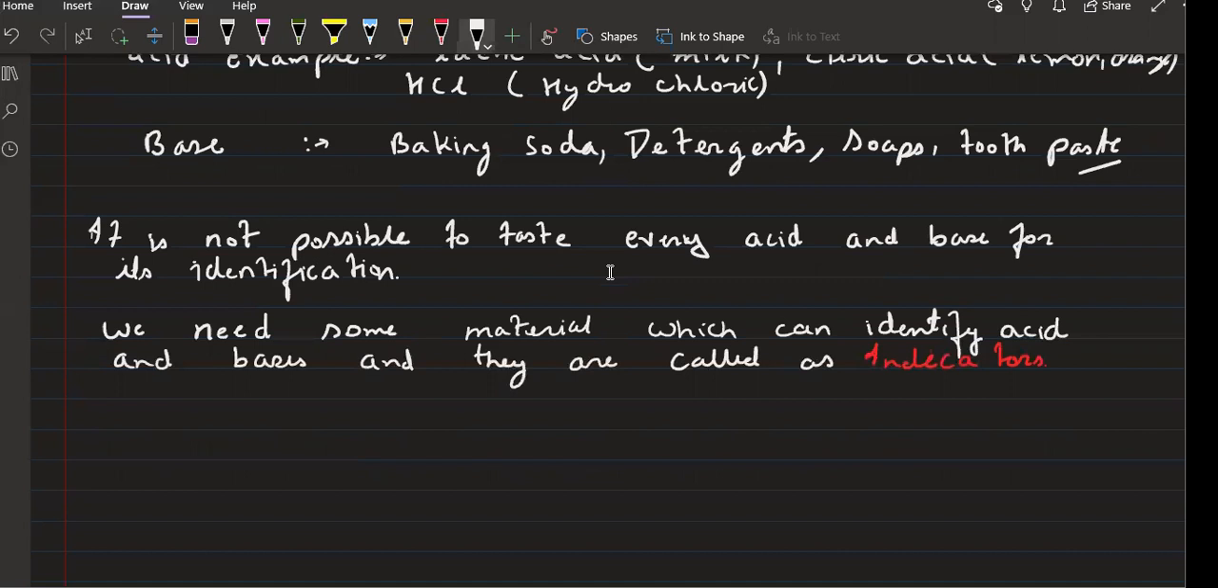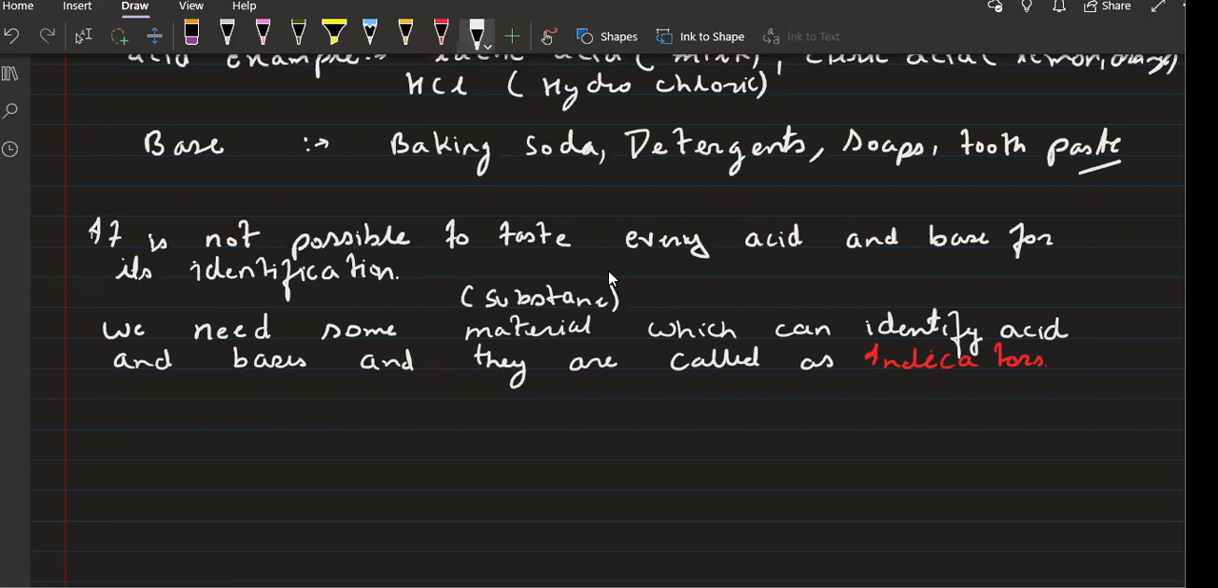Okay. So if I ask you, what are indicators? Indicators are substances or materials or compounds which can identify acids and bases. Yes or no? Right, everyone? Got it? Very good. Now, when we talk about indicators, we will study in detail about indicators.